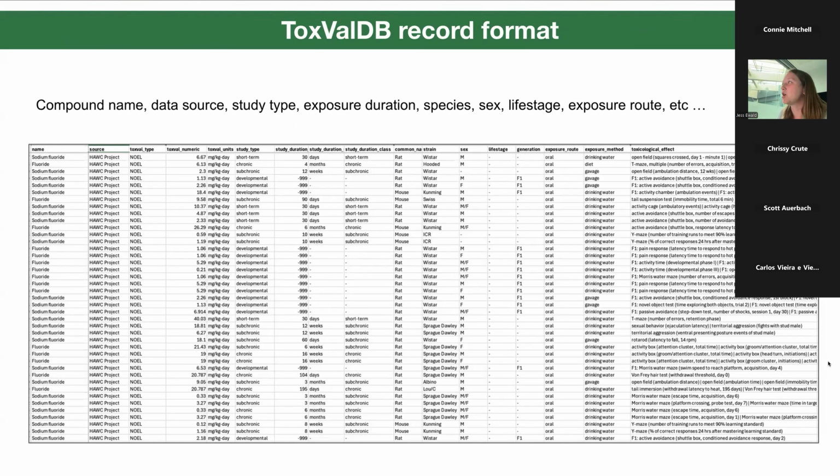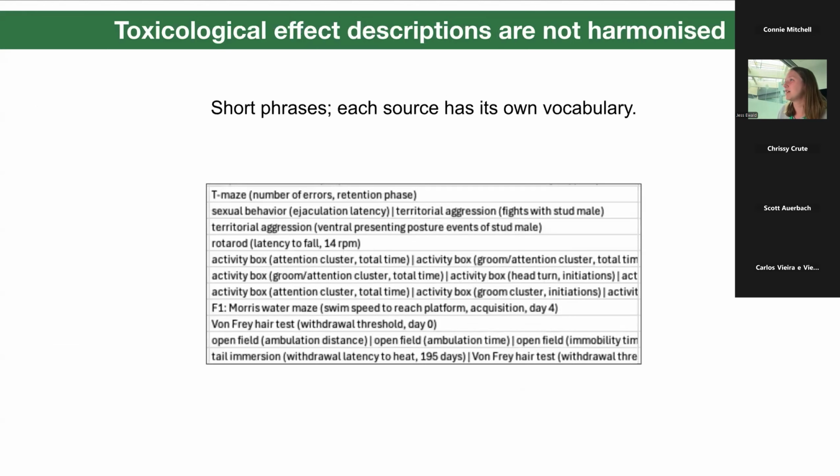And so it has all of this harmonized metadata, like the compound name, the data source, what type of dose response summary value it is, the concentration, units, study type, and all of this is mapped to harmonized vocabulary, which is really helpful. But you'll notice that the toxicological effect on the far right-hand column, this one is not harmonized. This is short phrases that were either, I think, extracted directly from the reports or manually written in there. And you can see that they are descriptive, but they are not consistent or the same. So each source has its own vocabulary.